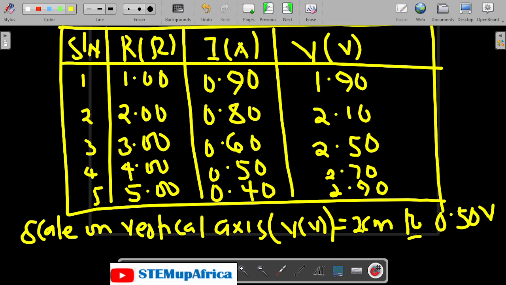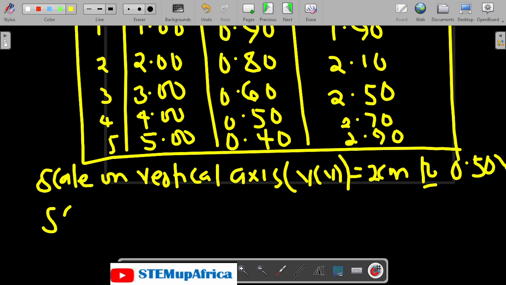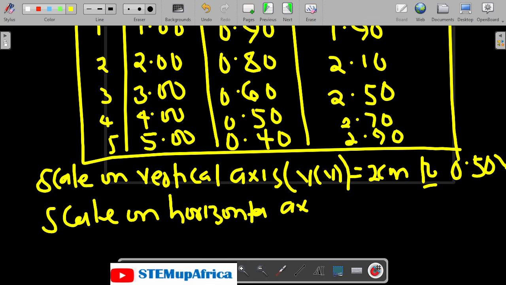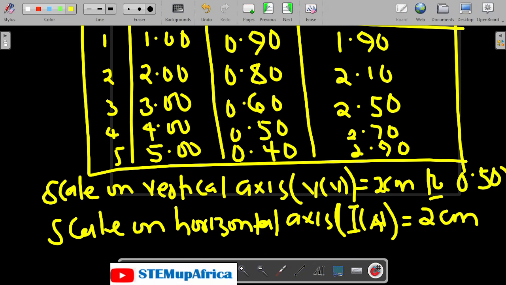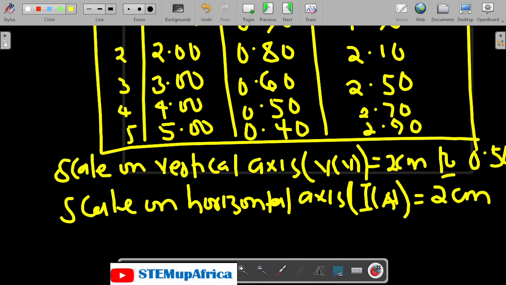So let's also take scale on the horizontal. Scale on horizontal. You must state all these things. Horizontal axis, which is I in amperes. So we're having 2 cm, like I said, recommended. Let's find the highest and the lowest value. We have 0.4 and 0.9. So I can say 2 cm to 0.20 ampere. So that's what we are using, 2 cm to 0.20 amperes.